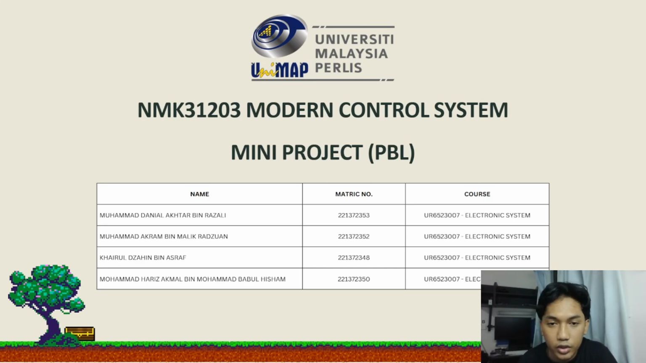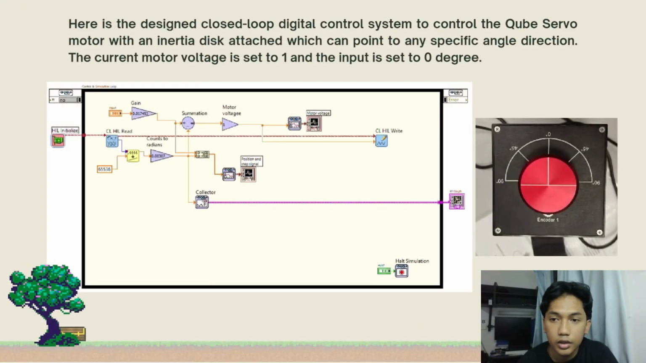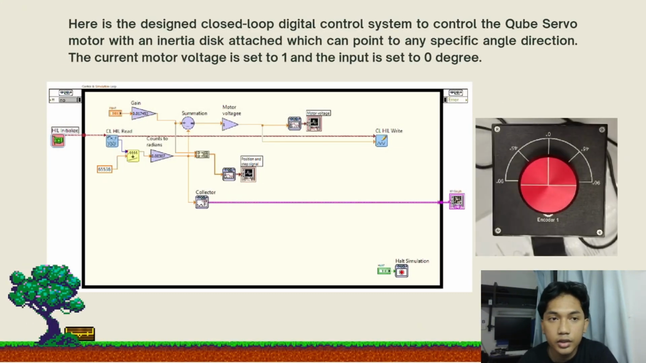So I'm going to start with the introduction. As you can see, here is the design: the closed loop digital control system, which is to control the cube servo motor with an inertia disc attached, which can point to any specific angle direction. For the first setup, we set the current motor voltage to 1, and the input is set to 0 degree.